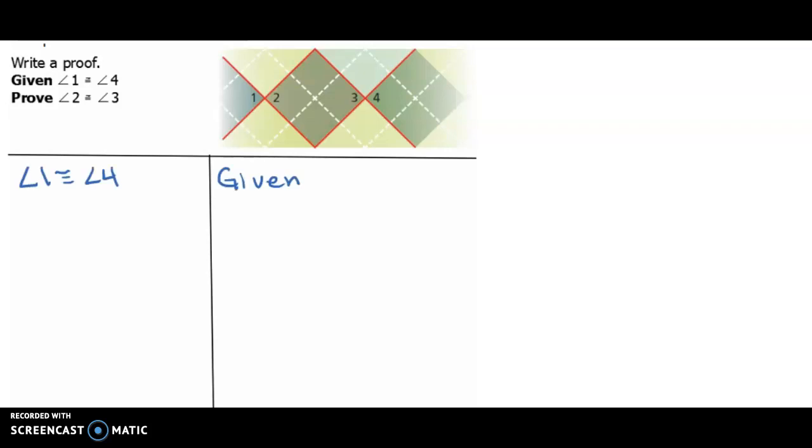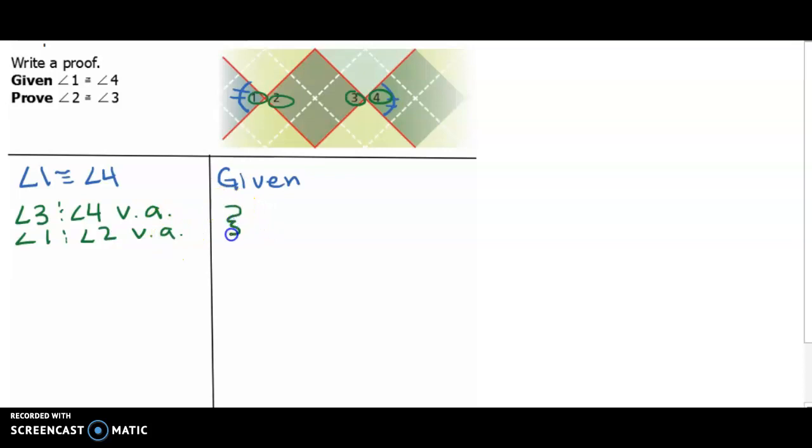All right, so in this proof, we're given that angle 1 is congruent to angle 4, so I've already written it. Now, anytime that happens, make sure you mark your diagram too. So like 1 and 4 are congruent. All right. Now, if I look at this diagram, I know 3 and 4 are vertical angles. So angle 3 and angle 4 are vertical angles. And I know that 1 and 2 are also vertical angles. So angle 1 and angle 2 are vertical angles. And guys, I know they're vertical angles because I know what a vertical angle is. So definition of vertical angles.